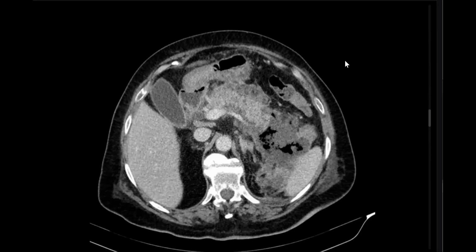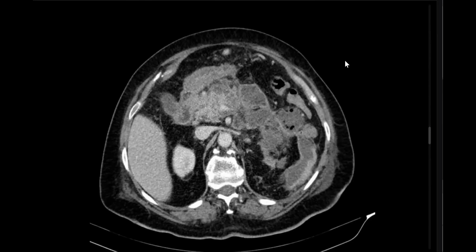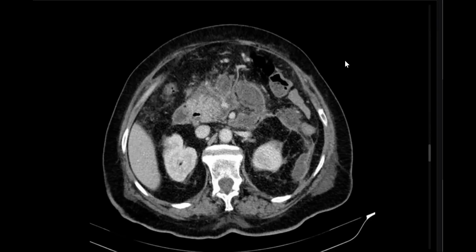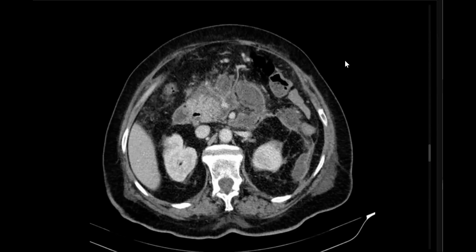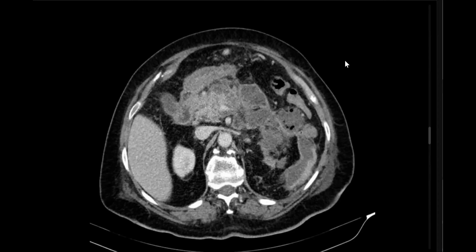What does it mean? It means that there is some necrotic component at the tail of the pancreas with formation of an abscess at this level. I will confirm my findings if it is an abscess or if it is any fistulous communication with the adjacent bowel loops. Good. There are multiple collections seen in the peripancreatic region, in the celiac axis, and around the superior mesenteric vessels as well.